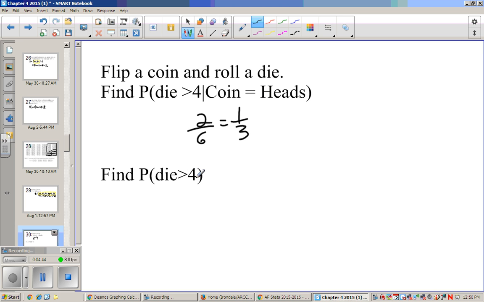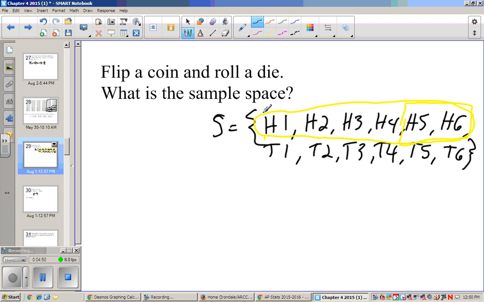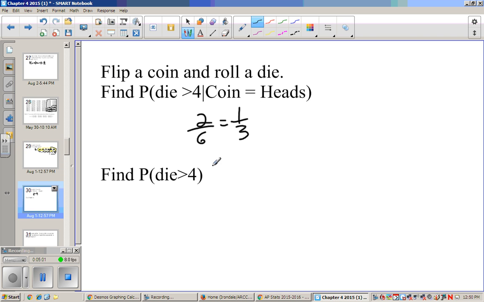Now, what's the probability that our die is greater than 4? If we took the whole thing, out of the whole thing, that's 12 items, and we would have 4. So this one would be 4/12, which when we divide it out is 1/3.